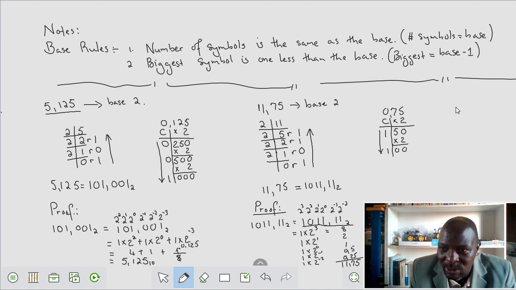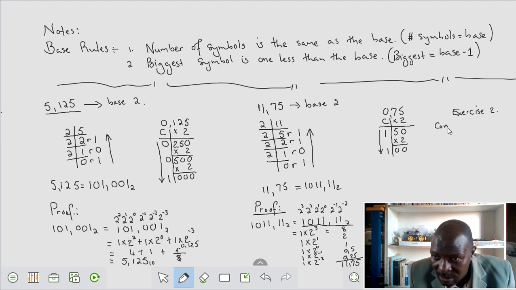So let me ask you to do a couple of examples. Maybe I'll just give you 3 examples because I believe this is becoming too monotonous. So I'll give you an exercise. I'll call it 2. Alright, convert to binary and prove.